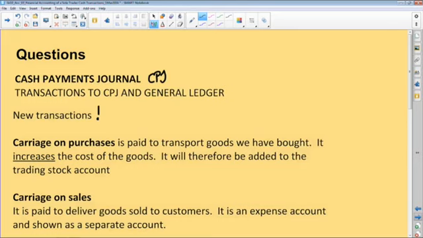Carriage on purchases is paid to transport goods we have bought. It increases the cost of the goods. It will therefore be added to the trading stock account. So, if I go to, say, a bed shop and I buy a new bed, the bed is costing you 4,000 Rand. Now, this bed is still at the bed shop, so you are paying them 4,000 Rand, but did you get the bed at home yet?